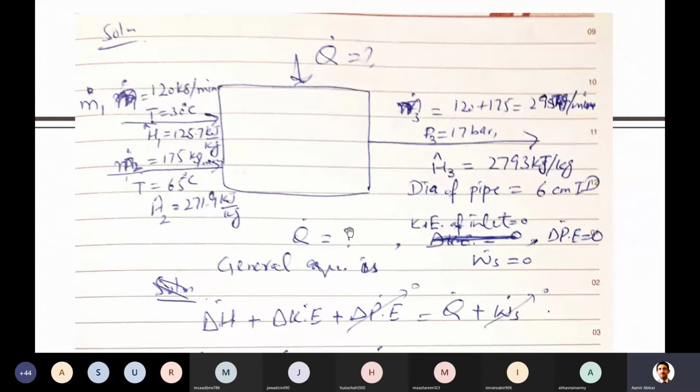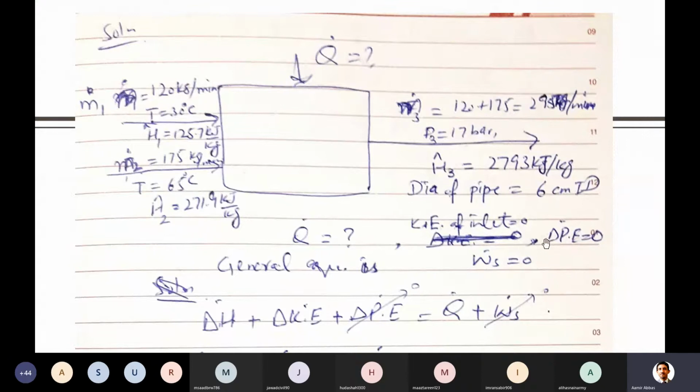What he asked us to calculate is the amount of heat, not released, but the amount of heat entering the boiler or provided to the boiler. That means you have to do work on this system, which is your boiler. The kinetic energy of the inlet stream was also said to be equal to 0.